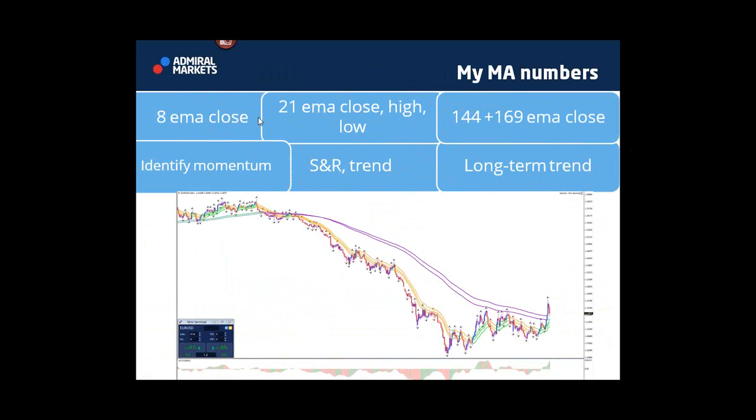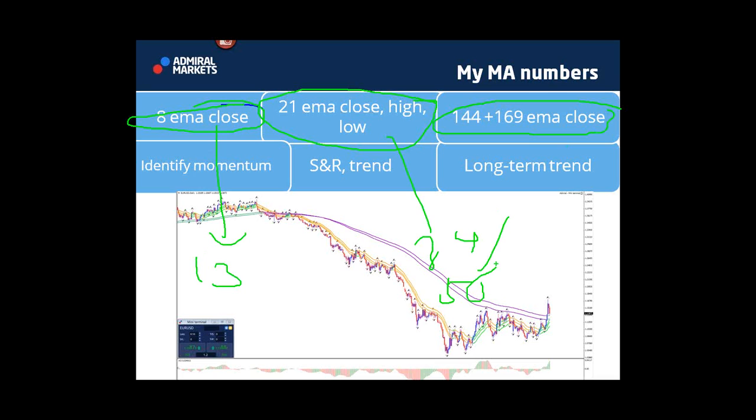And this is how I use it. So I use the 8 EMA close, 21 EMA close high low, 144 and 169 EMA close. But I think that if a trader would use 13 and 34 or 55 here and would use, I don't know, 200, it would be just as good.